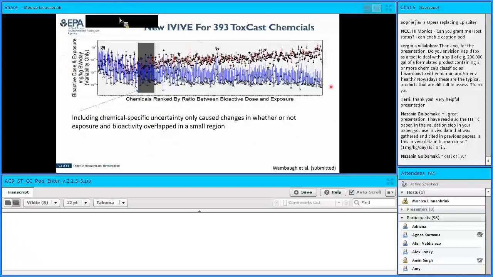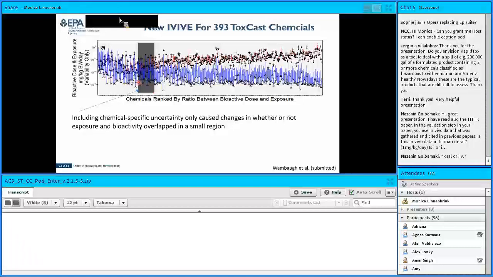They're making me less confident in the numbers. All right, so what happens when we do this? This is another bioactive dose to exposure plot, the blue curve, so the different chemicals along the x-axis, and in blue here we're looking at the estimates of exposure.